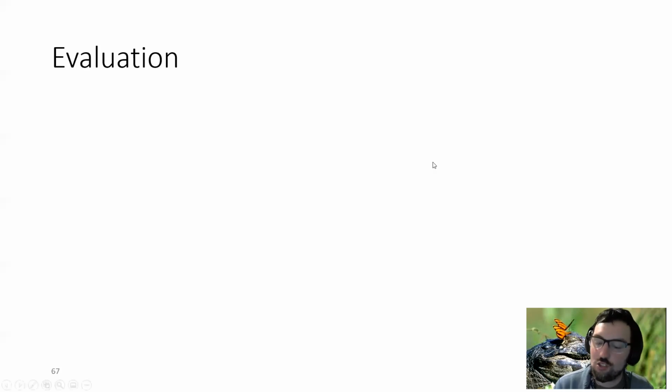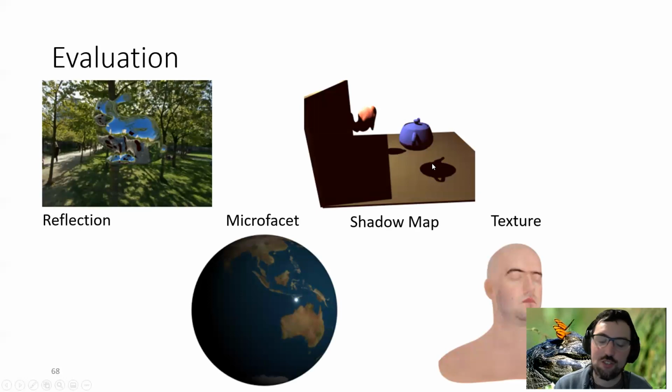Using these two new constructions, we were able to write a series of shaders, several of which were shown here: reflection, microfacet, shadow map, and texture, all of which demonstrate a variety of cool features that we were able to implement, kind of a variety pack of different shader effects.